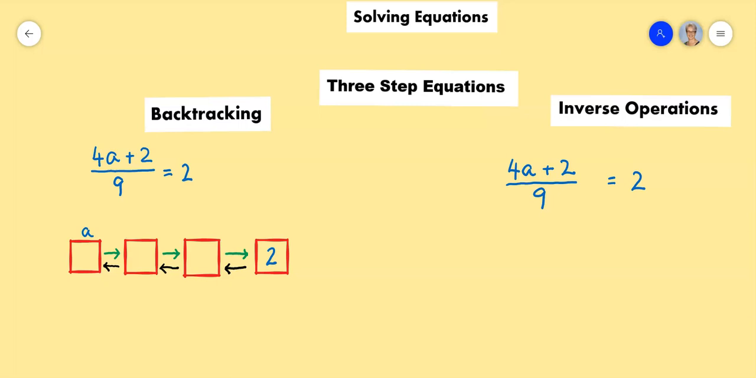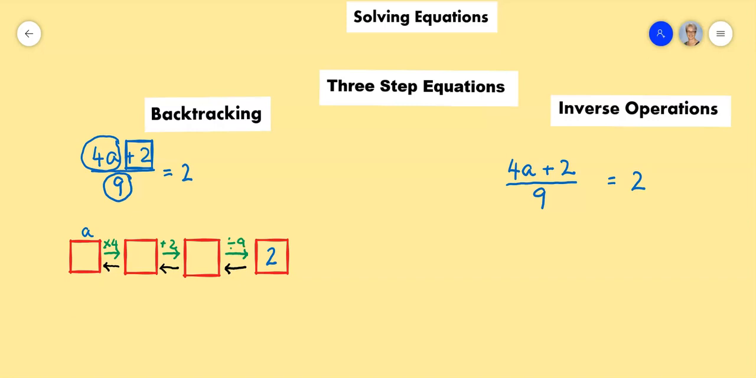If we look carefully at this equation, we can see that our unknown variable a is being multiplied first of all by 4. Then it's being added 2. And then we are dividing by 9. So on our flowchart, we're going to put in our operations in that order. We times by 4, we add 2, and then we divide by 9.